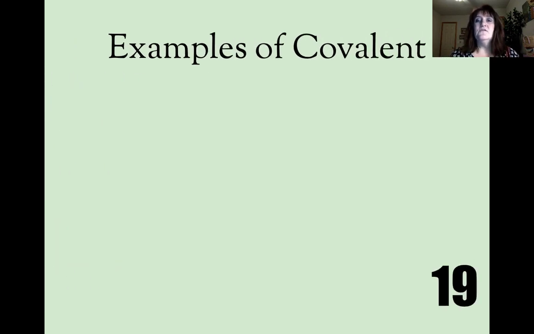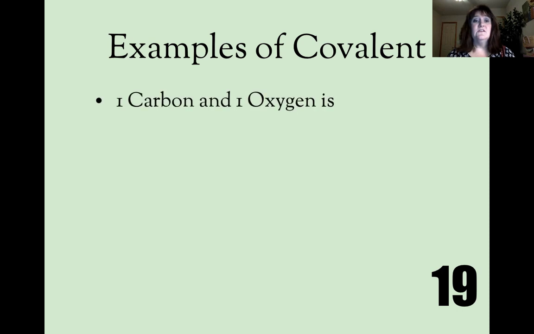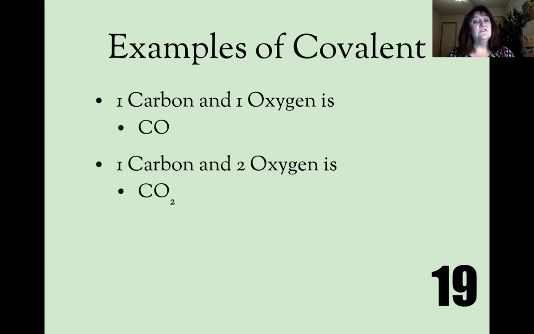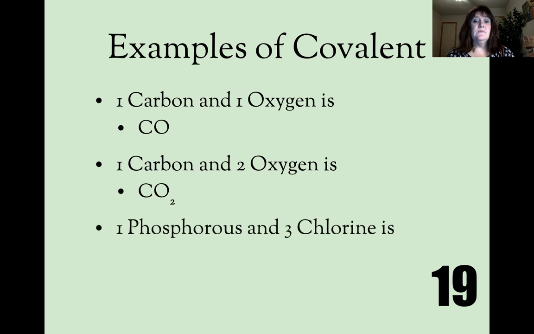Finally, let's look at covalent. Covalent is where they share, and this is simply writing down. There's no process here. If I wanted to combine 1 carbon and 1 oxygen, I would just write CO. 1 carbon and 2 oxygen would be CO2. And 1 phosphorus and 3 chlorine would be PCl3. No crisscross, no muss, no fuss.